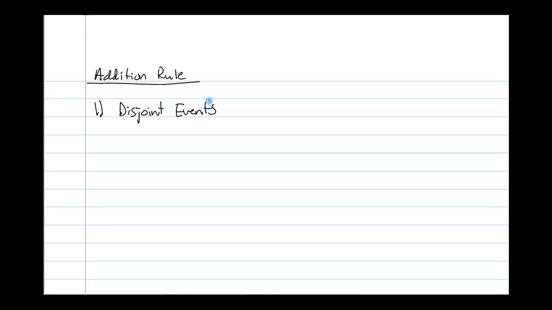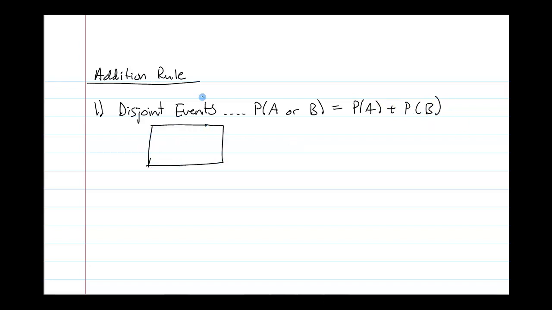So let's go ahead and look at the one for disjoint events. When 2 events are disjoint, the probability of A or B is just adding the individual probabilities together. The probability of A plus the probability of B. And again, this is for disjoint events. So I'll just draw a quick little picture here of disjoint events. They have no outcomes in common.